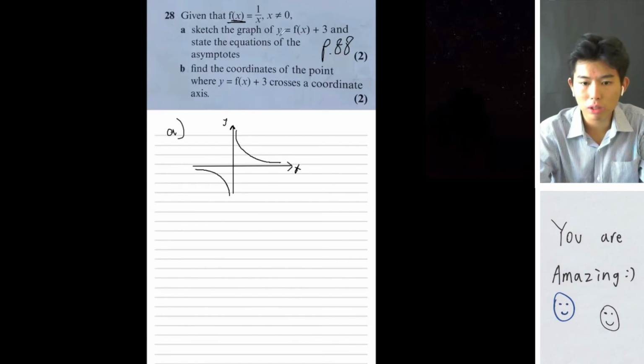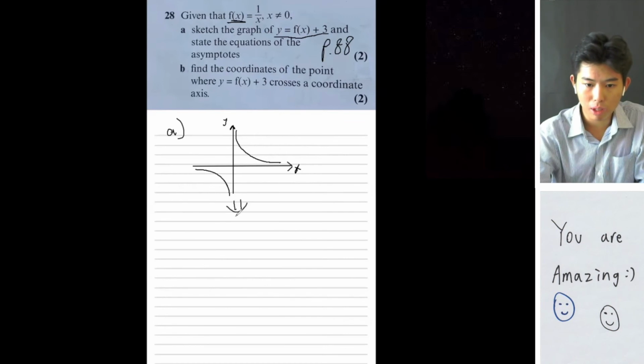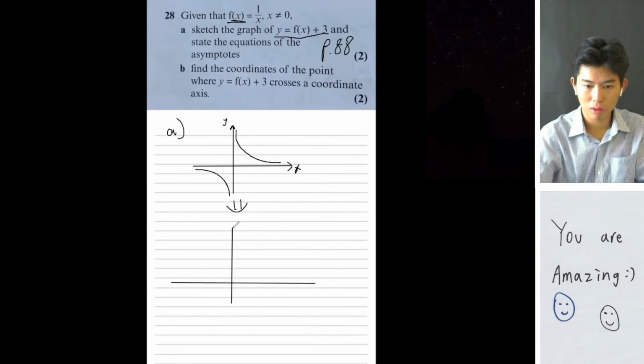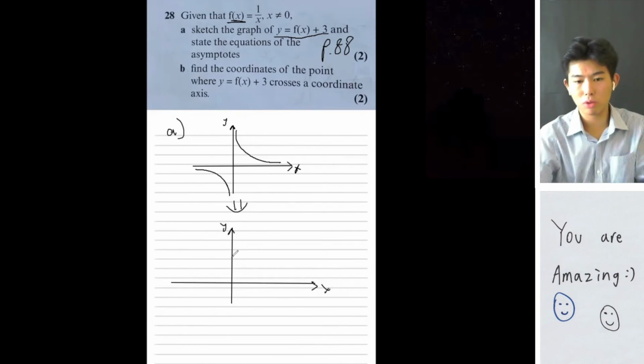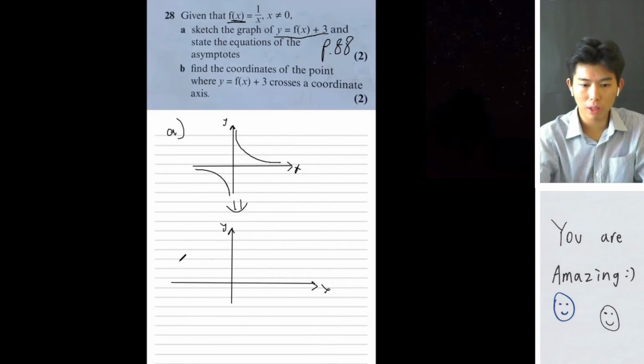But they want us to sketch f of x plus 3. So what does that mean? So basically the whole curve moves up 3 units. So that will become, this one would be y and this one will be x. All I have to do is to move the whole graph up 3 units. So the asymptote would be right here.